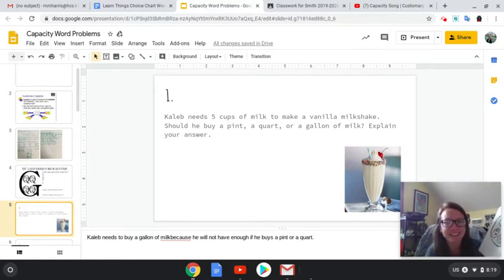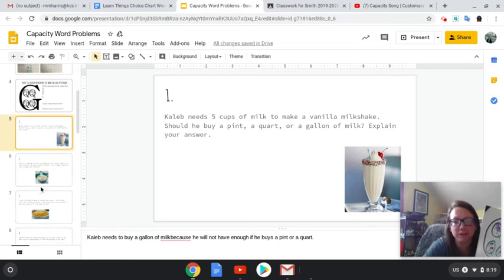No. So what about a quart? Look and see how many cups equals a quart. It takes 1, 2, 3, 4 cups to equal 1 quart. So if he bought a pint or a quart, would he have enough to make a vanilla milkshake? No. So he has to buy a gallon in order to have enough milk to make a milkshake.